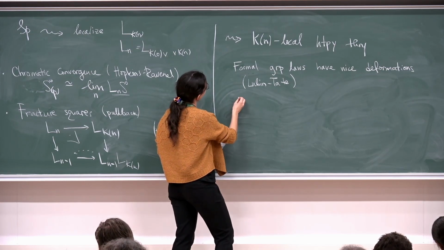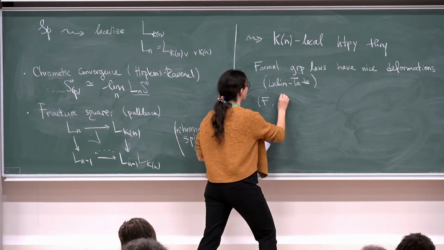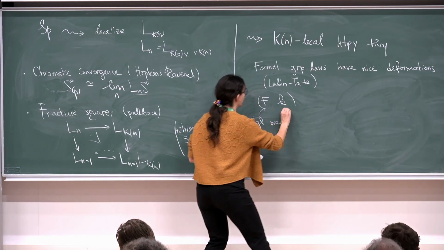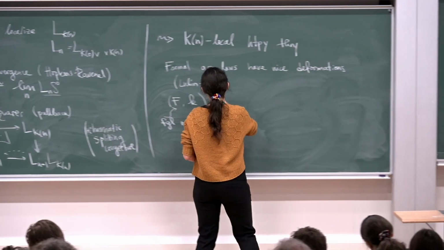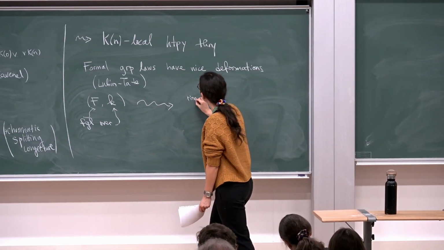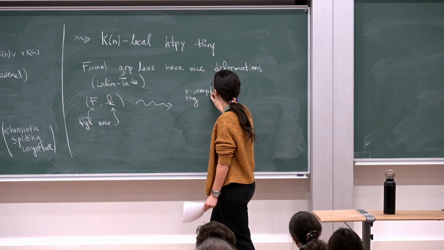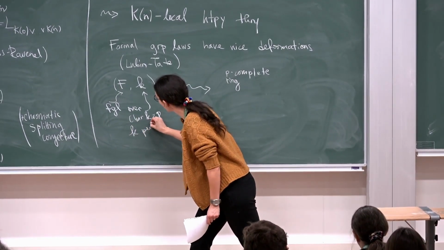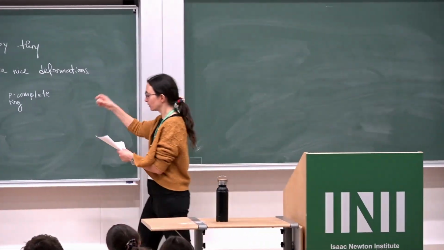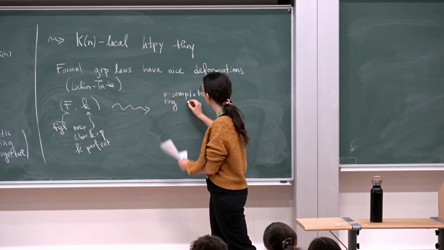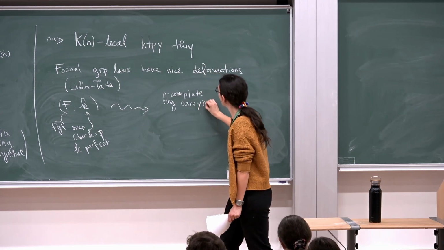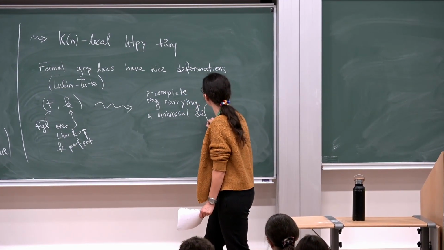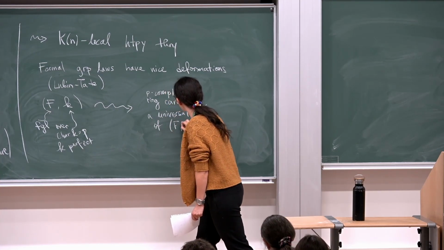So the situation is that if you have some formal group law F over a field K, where the characteristic of K is P, and maybe K is perfect, standard conditions, then associated to that is a P-complete ring that carries a universal deformation of that formal group law. Okay.